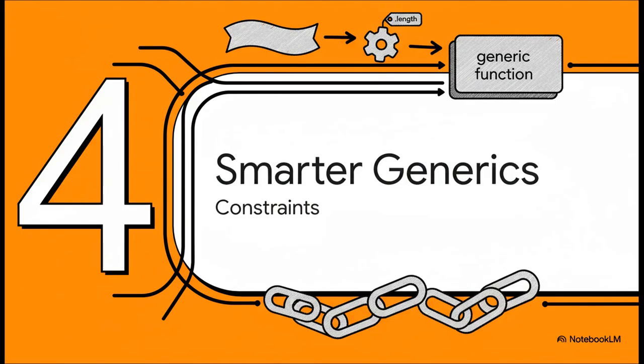Okay, that array fix was cool, but it's a little restrictive, isn't it? What if we want our function to work with strings too? They have a .length property. Or what about our own custom objects? We need a more flexible approach.